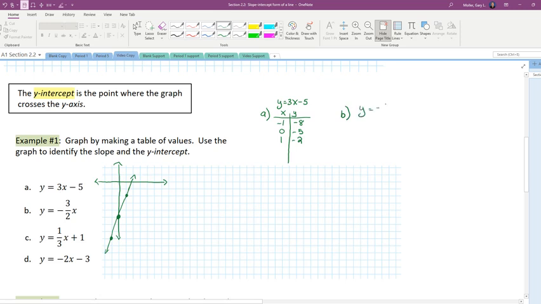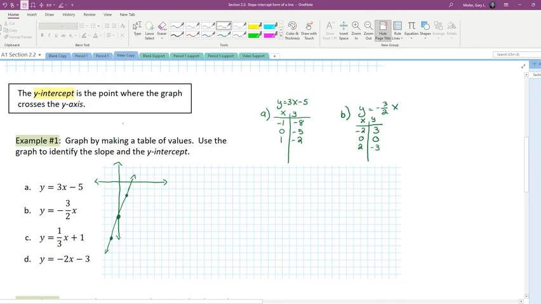y equals negative 3 halves x. All right, I'm going to pick values of x and solve for y. I'm going to pick values, however, that are even, because I know that this says I have to divide by 2. 3 halves is multiplying by 3 and dividing by 2. So I think I'll pick negative 2, 0, and positive 2 this time. Plug in negative 2. A negative times a negative is a positive. The 2's cancel, and I get positive 3. 0 gives me 0. 2, the 2's cancel, and I get negative 3.